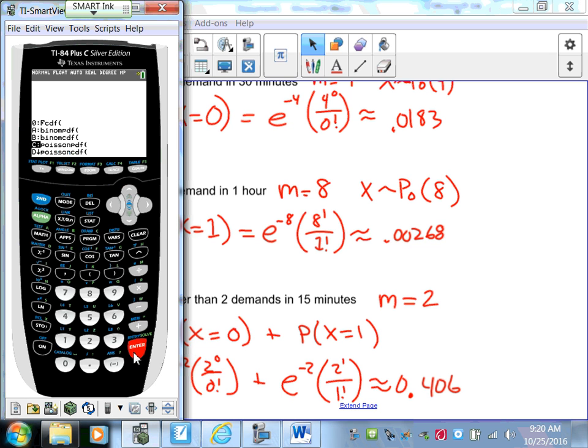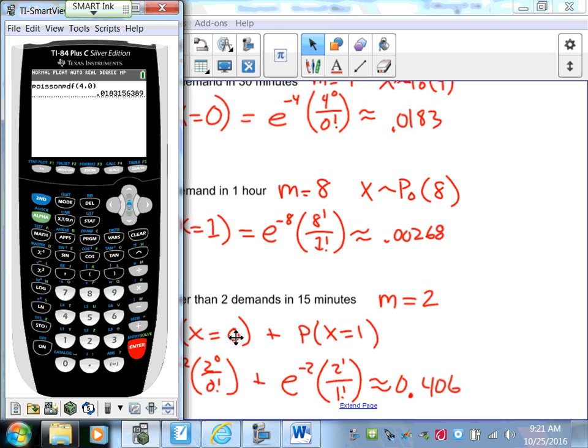So all it asks for is that, okay, so lambda is what the mean is. So our mean was 4, and our x value was 0. Hit the paste. Good times, right? Okay, let's do the last one.